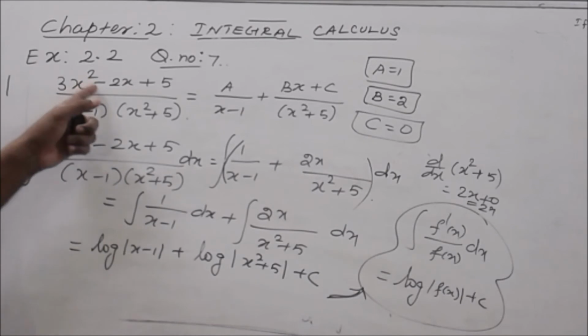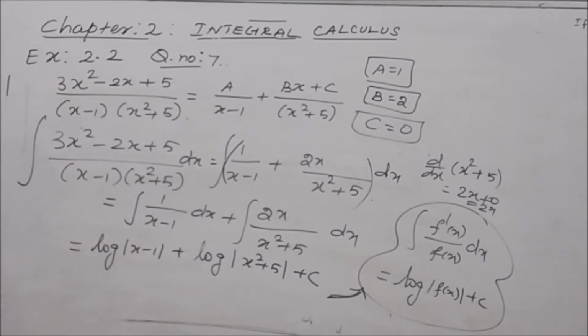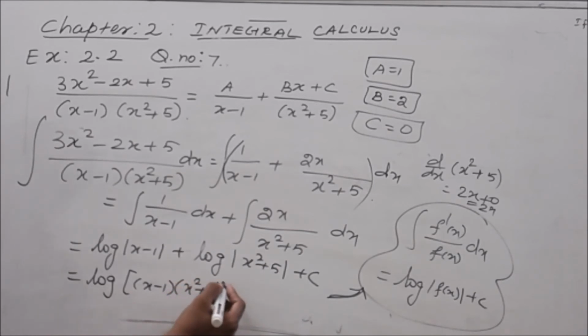So the integral value of (3x² - 2x + 5) / ((x - 1)(x² + 5)) will be equal to log of modulus of (x - 1) plus log of (x² + 5) plus c. If we need, we can multiply these, because by the logarithm formula, log a plus log b equals log of ab. By use of it, we can multiply to get log of (x - 1)(x² + 5) plus c.